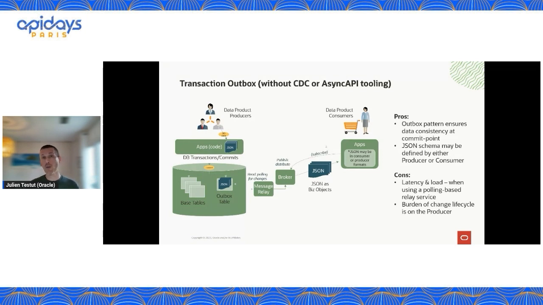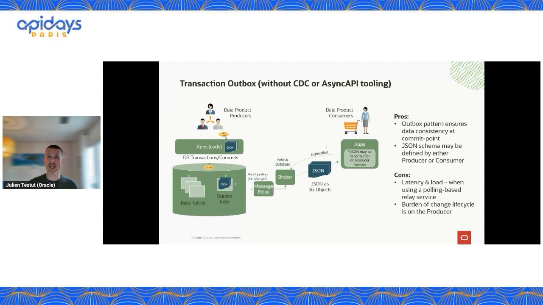Here, the main drawback of that approach is that with the message relay, you're constantly polling the database. So, either you have a pretty high latency because you don't poll all the time, or you increase the polling frequency, but then you add more overhead on the source database, right? So, that's where actually GoldenGate can help.